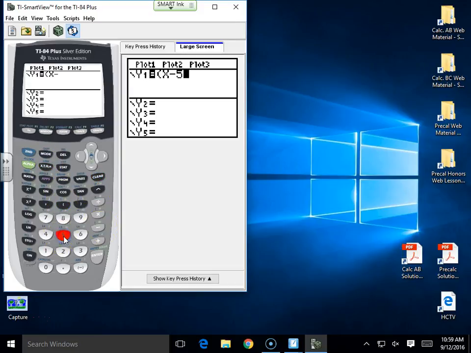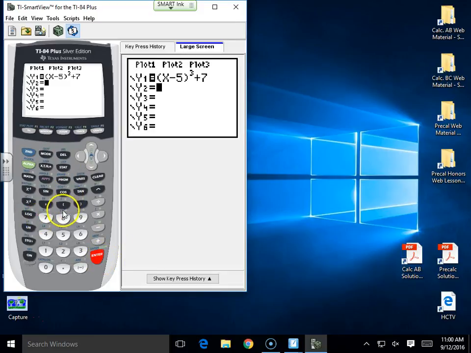Zoom square. We did plus 7, right? Is that what it was? That's better. Zoom square.